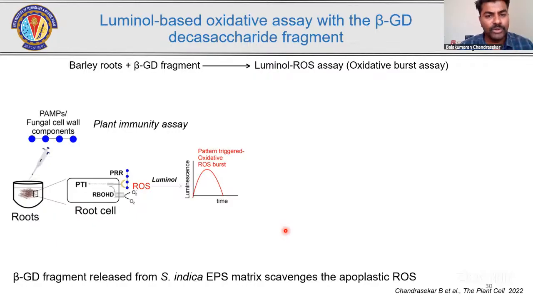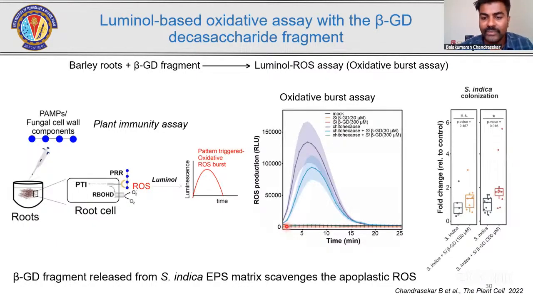Again, I'm not showing how we purified this fragment. We used a lot of glycan analytics and chromatographic techniques to purify the fragment released from the extracellular polysaccharide matrix of EPS, and then we treated barley roots with it. I've already told you about this experimental setup for the leaf. We established the same thing for the barley roots, to see if the fragment would trigger immune responses, or pattern-triggered immunity responses, in the barley root. We tried two different concentrations, 30 micromolar and 300 micromolar. The result was no. We did not see any burst at all. The fragment was not getting recognized.